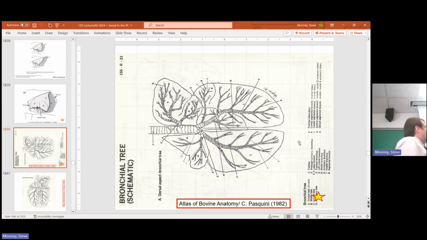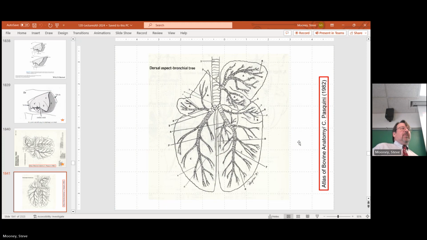So we're looking at, again, the Atlas of Bovine Anatomy, dorsal aspect of the bronchial tree. So what's happening from a looking perspective? What are we doing? Dorsal aspect. Nope, we're looking down, standing on top of her, looking down on that. So this is the left side. This is the right side. The heart sits up in here. So we got 5 different lobes, 1, 2, 3, 4, 5.